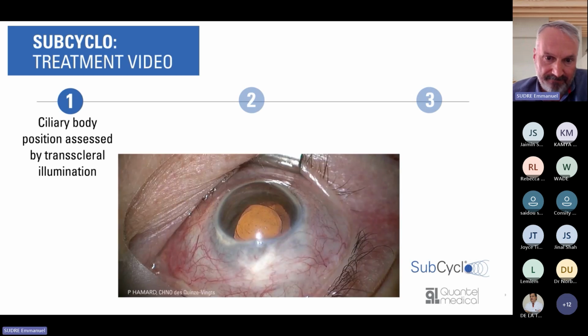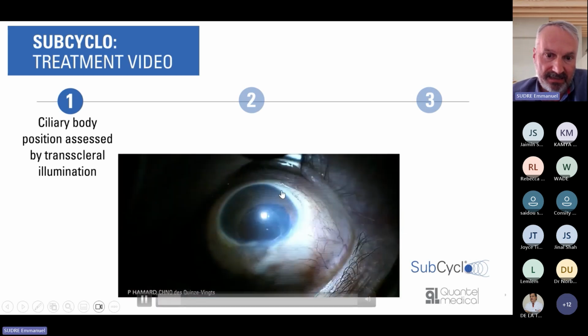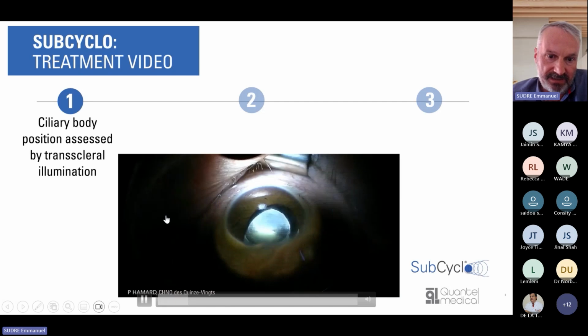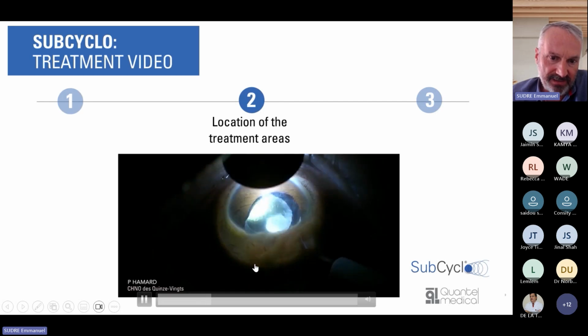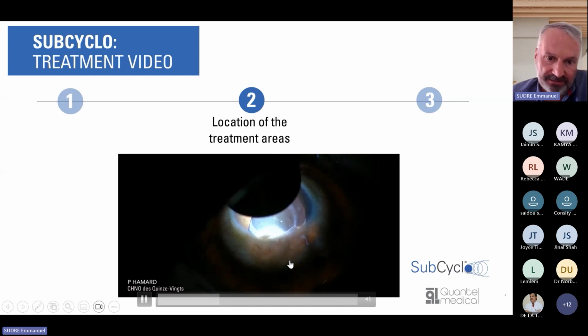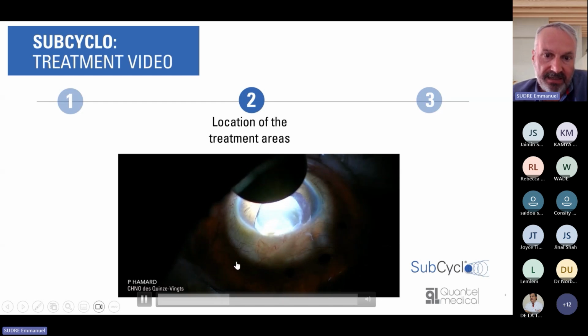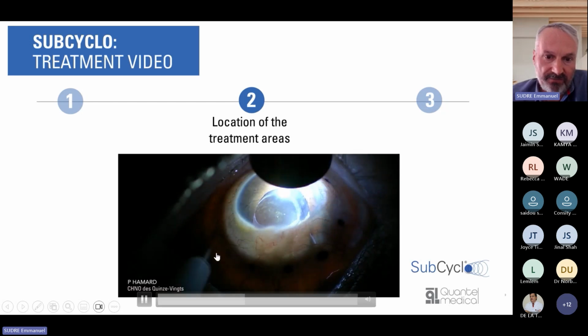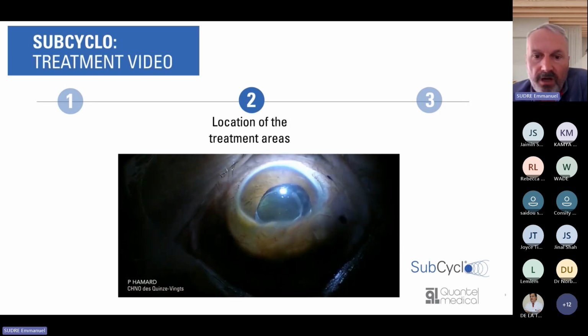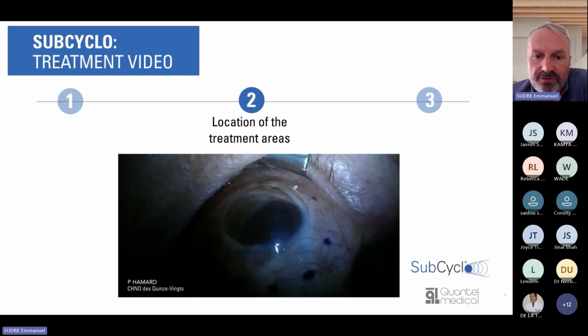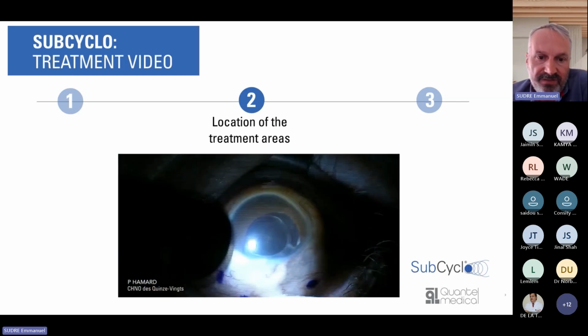So by using an external light source, you can notice that we have the border between the white area and the black area. We just have to draw some dots exactly below the border. And then after that, by using the laser, we just have to follow the dots. Okay, so it takes 1 or 2 minutes to do the transillumination for both hemispheres.